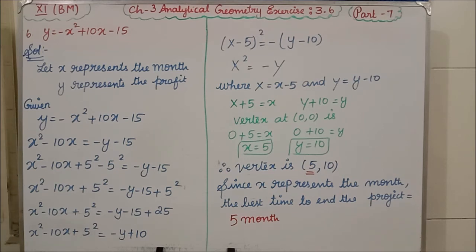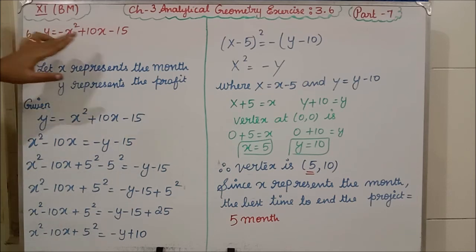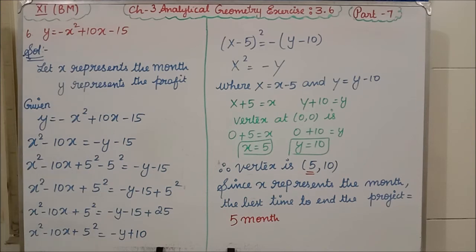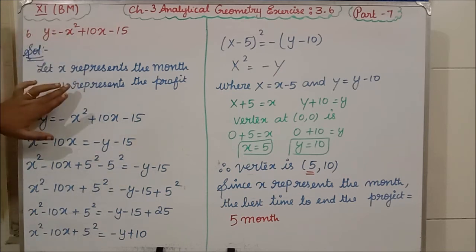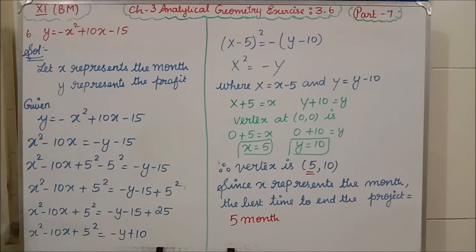Here, the profit of rupees Y accumulated in 1000 in X month. Okay, here they are talking X as month and Y be the profit. Okay, and we are given the equation. We have to find the best time to end the project. Okay, at how many months it will take to end the project we have to find. Can you able to understand? We have to take X as month and Y be the profit they have given. We have to find how many months the project will take to complete.